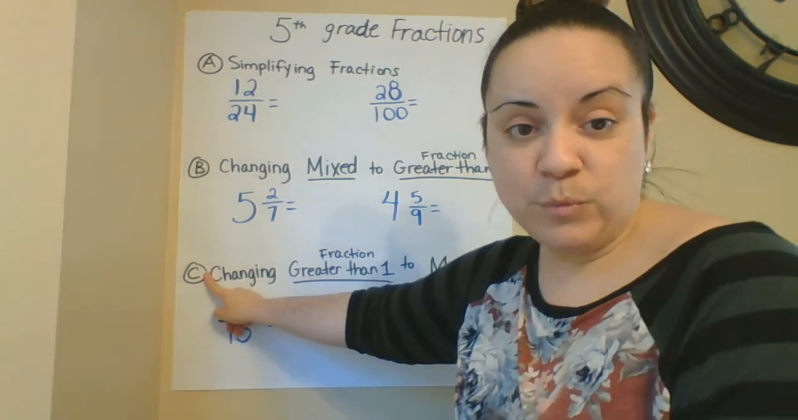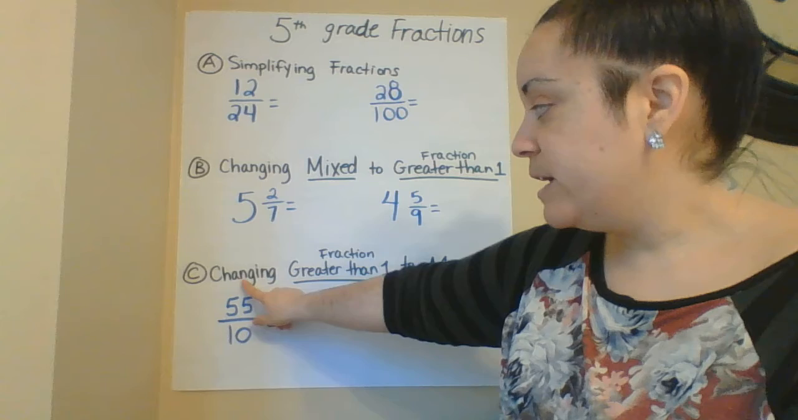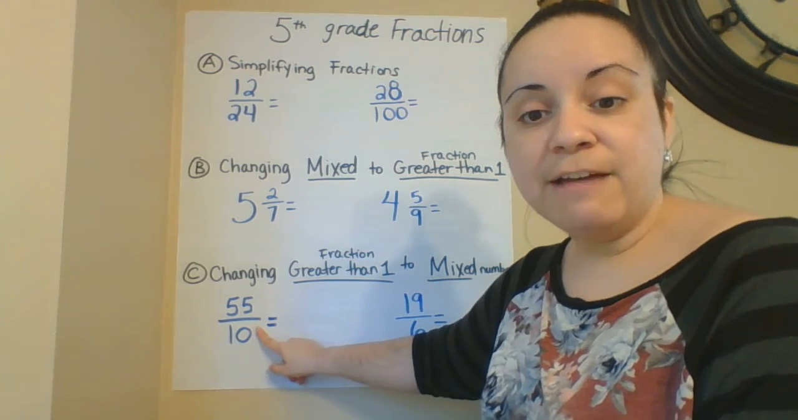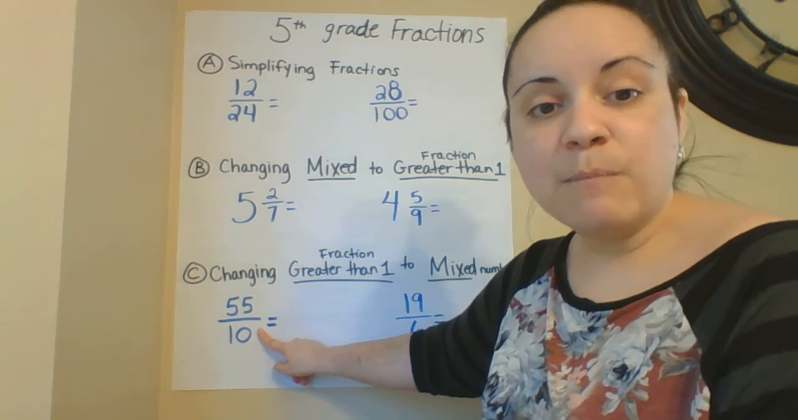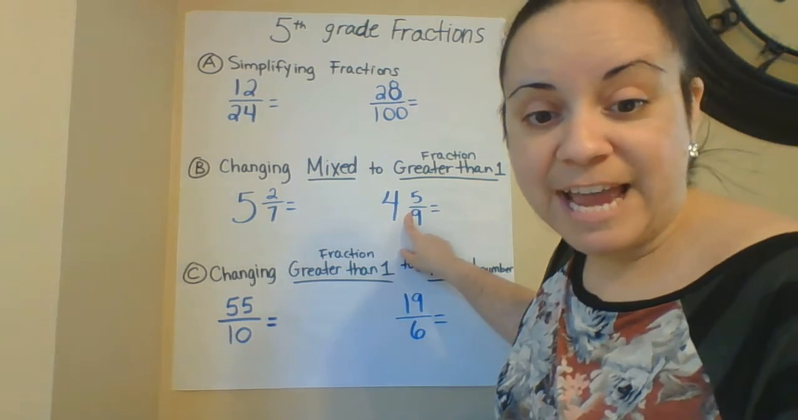The third thing we need to do is do the opposite. We are now going to go from this kind of fraction, a fraction greater than 1, and change it to a mixed number like this.